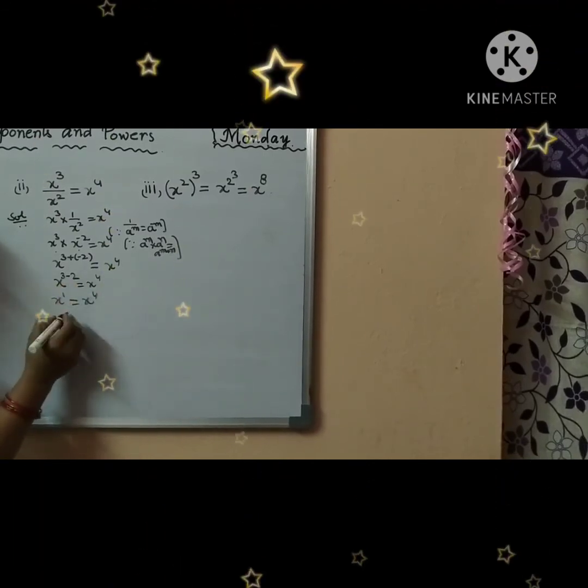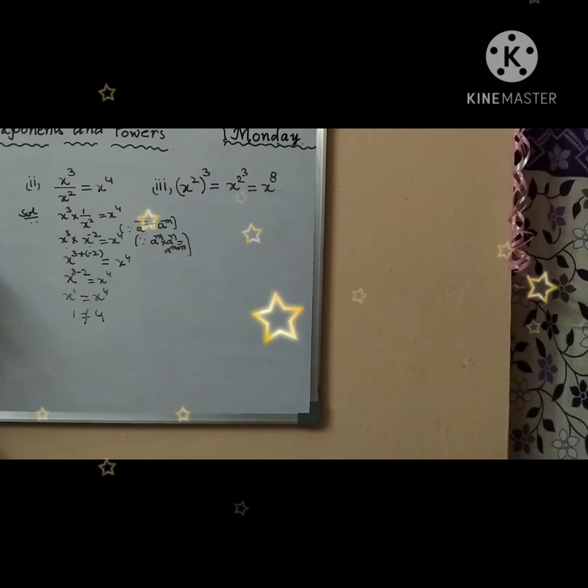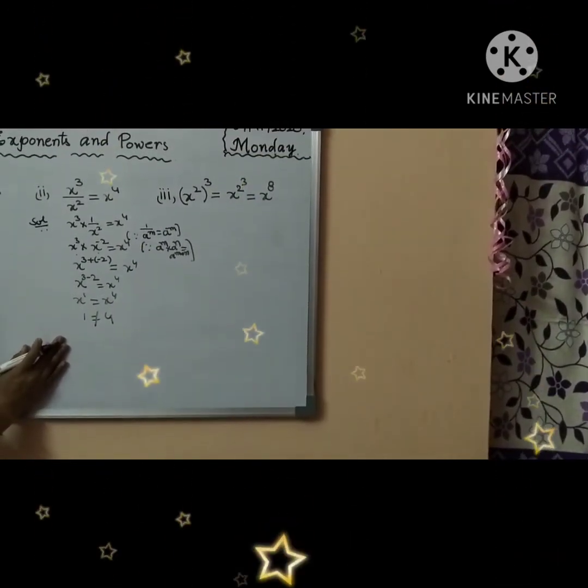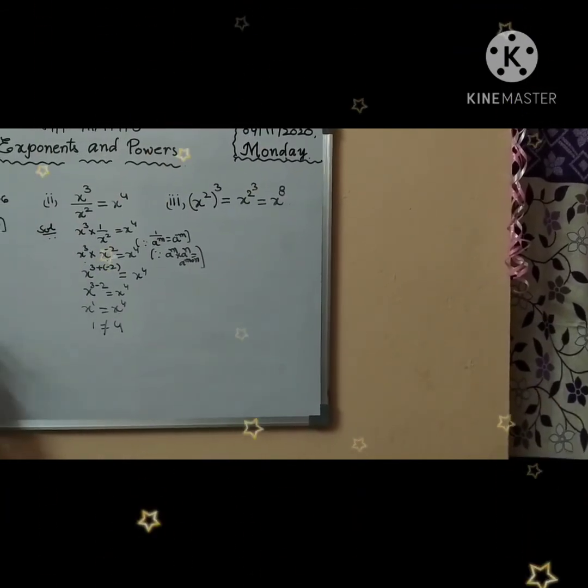Bases are equal, then exponents are equal. So 1 equals 4? It is not equal. So in this problem also we do not agree with Rakesh. It is also a wrong answer.